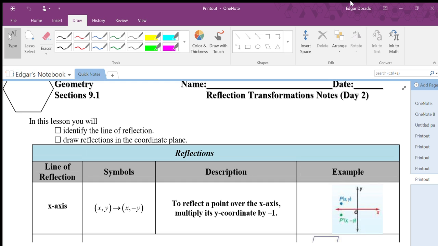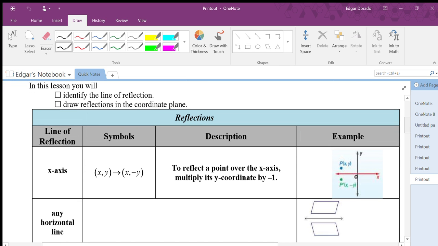So we're going to talk a little bit more about reflections today, and you might notice that a lot of the same stuff that we've already talked about is in this section, but that's because we are going to apply it to something even further than that. We're going to expand on this concept. In today's lesson, we're going to identify the line of reflection, and we're also going to draw reflections in the coordinate plane. So let's go ahead and get started.